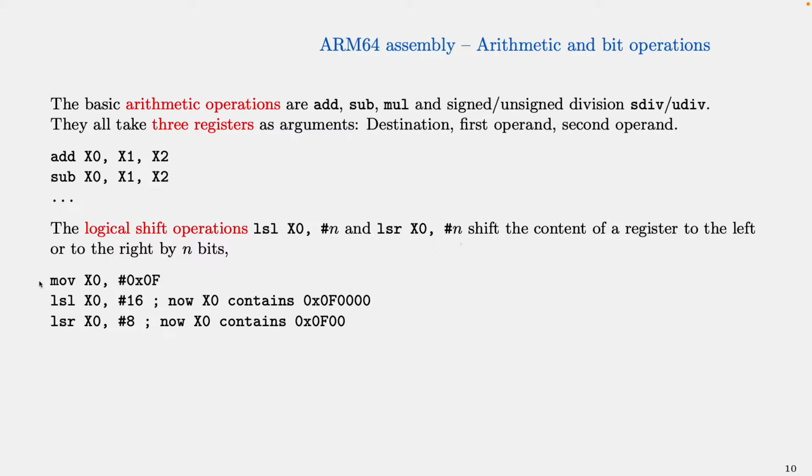Here we have a small example. Assume we move the value hex 0f into the x0 register. If we shift it by 16 bits to the left, then it looks like this: 16 bits become cleared and the value 0f0000 hex is now the value in x0. Then we can take this again and shift it by 8 bits to the right, and the resulting value would be 0f00 hex.